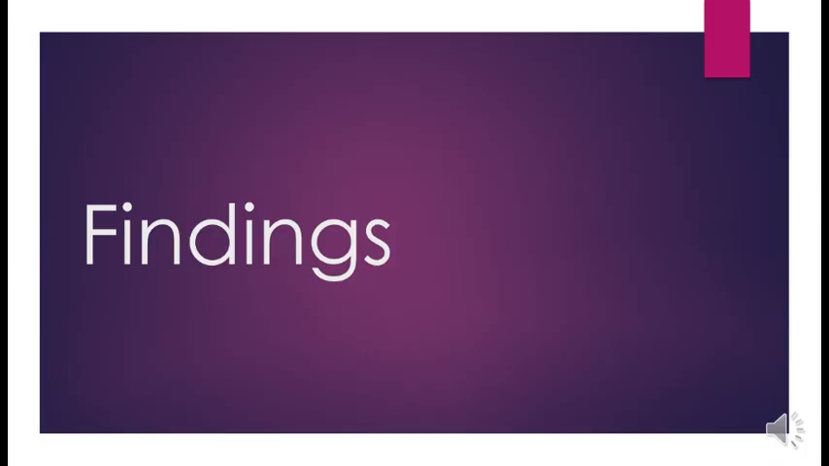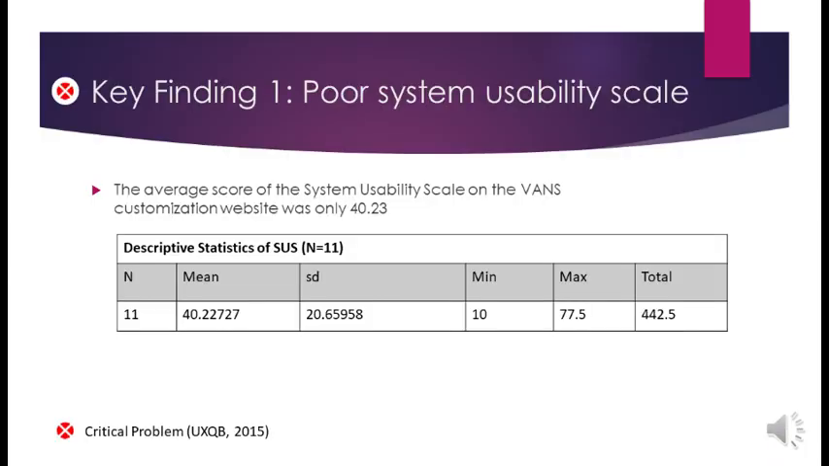Now let's look at some of the key findings. Key finding 1: Poor system usability scale. The average score of the system usability scale on the VANS customization website was only 40.23, which is less than the average of 50 for any site. And thus, it has been confirmed that it has poor system usability.